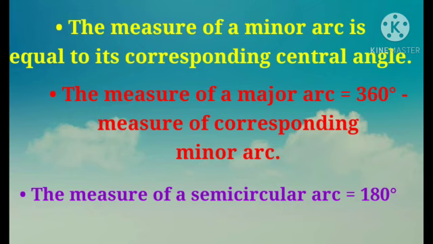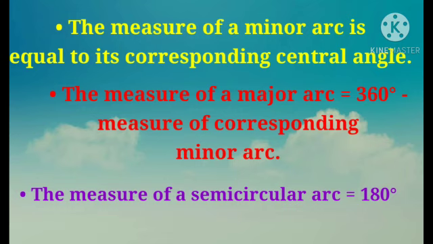Why? The measure of your complete circle is 360 degrees. A diameter divides your circle into two equal parts. So what you will do? 360 divided by 2. What will you get? You will get 180 degrees. So keep in mind that the measure of a semicircular arc is 180 degrees. So these are the measures of your arcs.